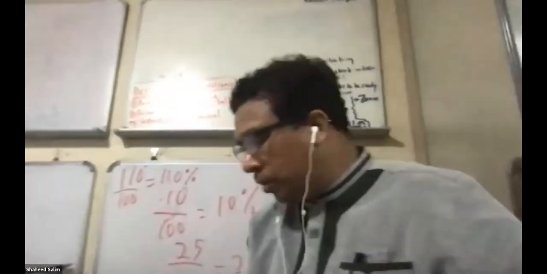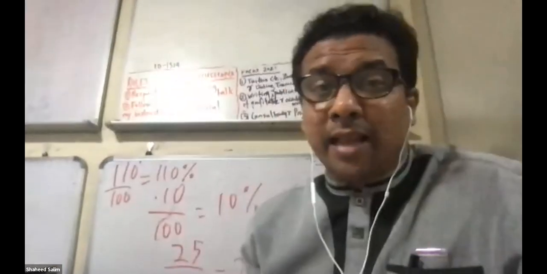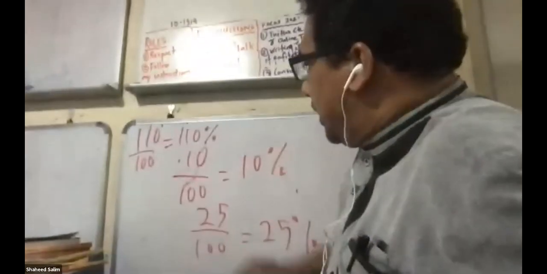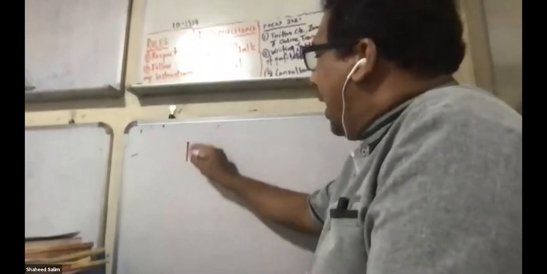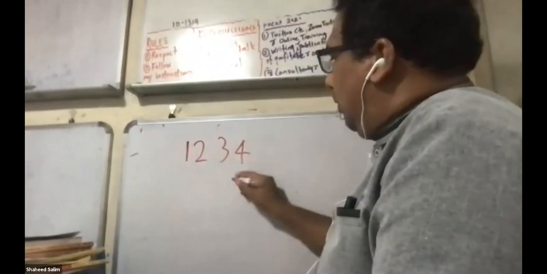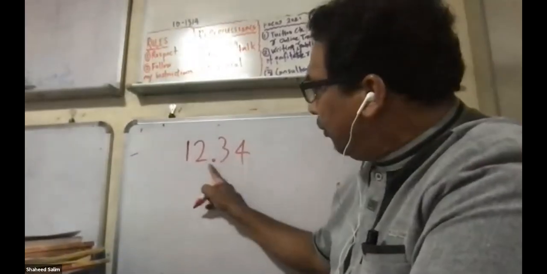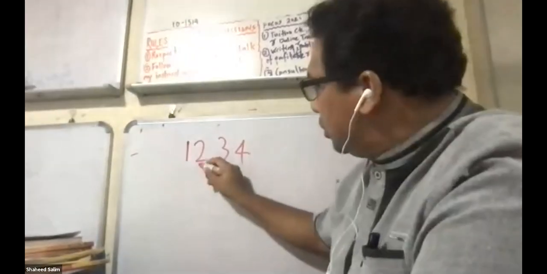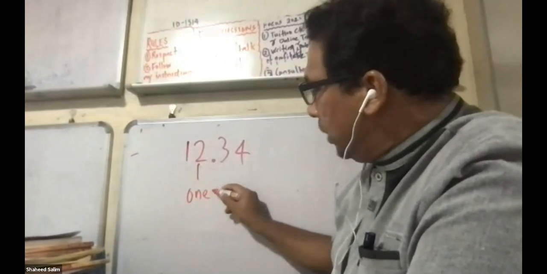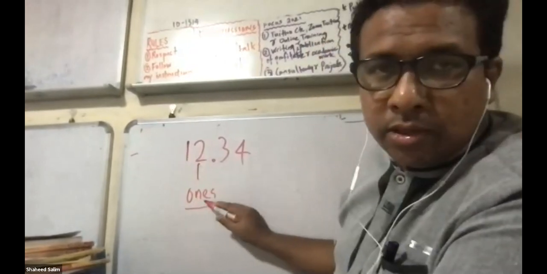I need you all to be able to know what is ones, tens, hundreds, thousands. You must know the position. Now, let's say I give you 1, 2, 3, 4. I put a dot down here. Where is the ones? Ones is always to the left of the dot. This is ones. It's not honest, it's ones. You don't say it's honest.